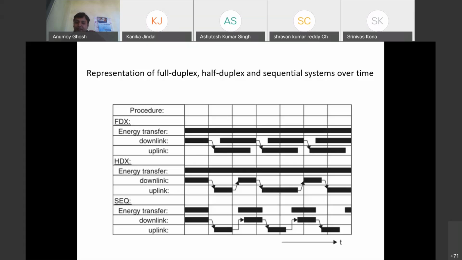That means during the uplink part of the data transfer, the tag is solely dependent upon its own source of energy. Okay, so that is only possible for active tags. So sequential data transfer is only possible for active tags, where only during the downlink part energy will be given out by the reader.